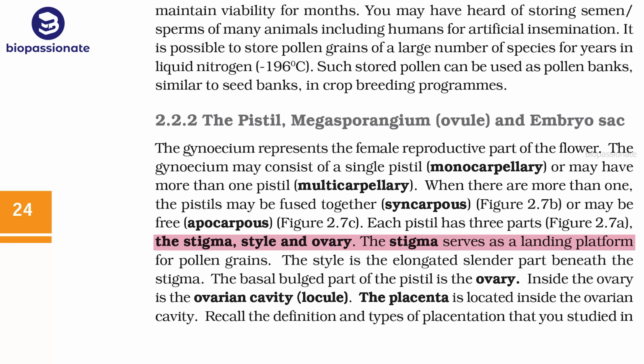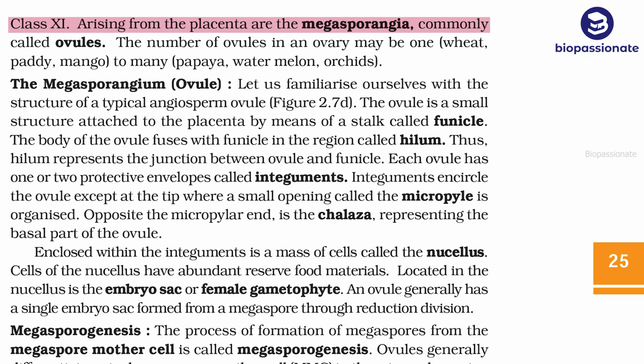The stigma serves as a landing platform for pollen grains. The style is the elongated, slender part beneath the stigma. The basal bulge part of the pistil is the ovary. Inside the ovary is the ovarian cavity, locule. The placenta is located inside the ovarian cavity. Recall the definition and types of placentation that you studied in Class 11.